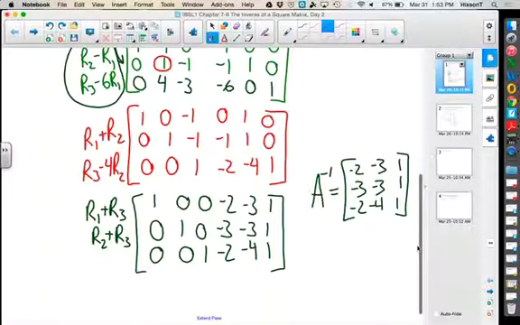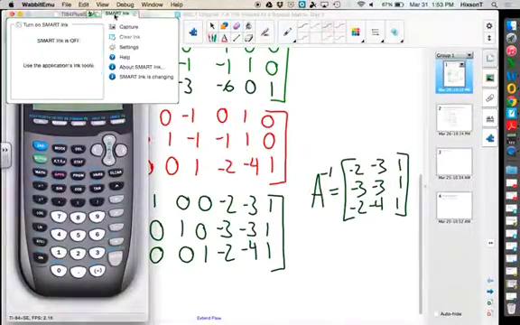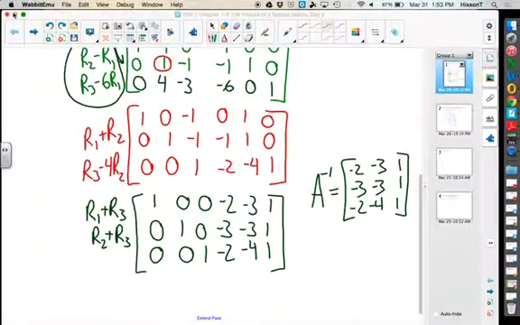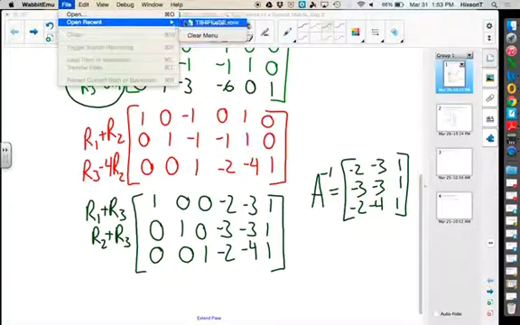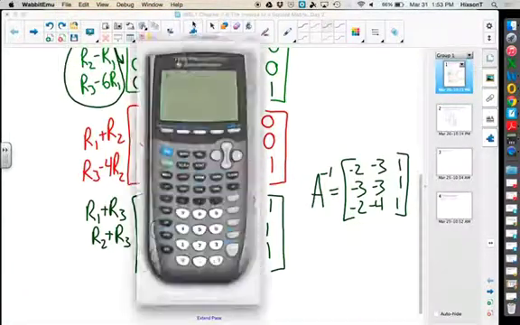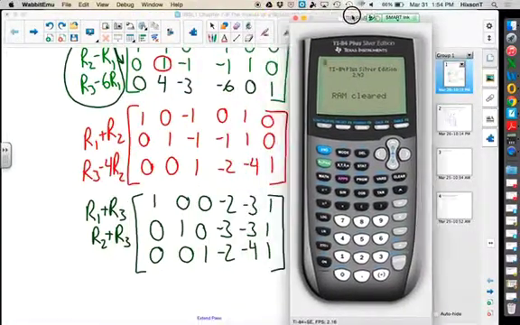Okay. Now, one other thing is your calculator. This is the easy way. Using your calculator is the easy way. So let's take a look at how we would do that. Calculator is the other way. No, the calculator is the easy way.